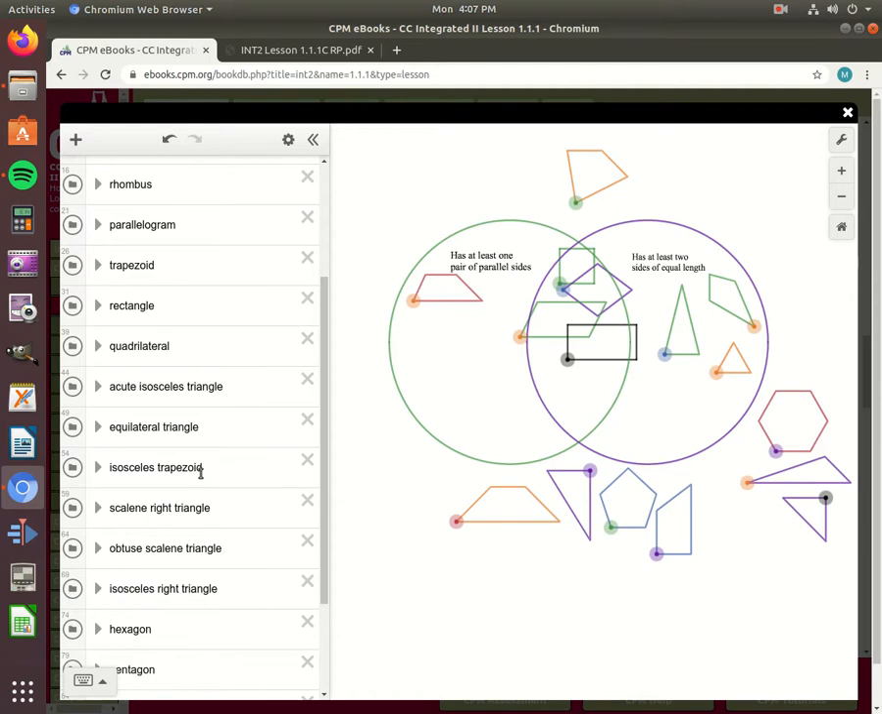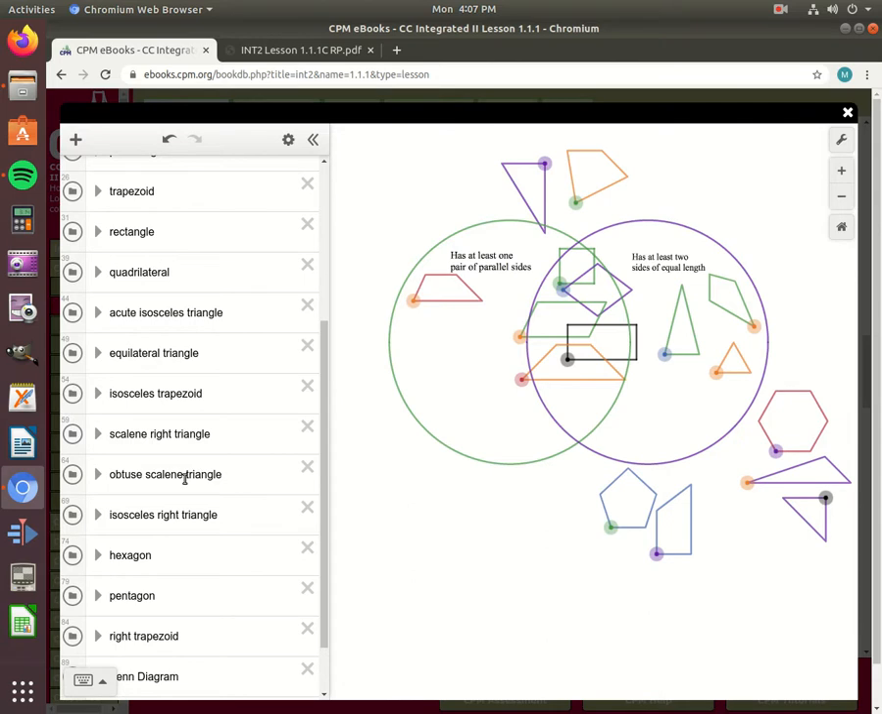An isosceles trapezoid. Opposite sides are parallel, and these two legs are equal, so I'll put that in the middle. A scalene right triangle is a right angle where all side lengths are different, so that's not going to have parallel sides or equal side lengths. An obtuse scalene triangle means all the sides are different sizes, and there's no parallel sides in a triangle, so it can't be that. An isosceles right triangle, so these two sides would be the same, so I'm going to go ahead and put it over here on the equal side length.